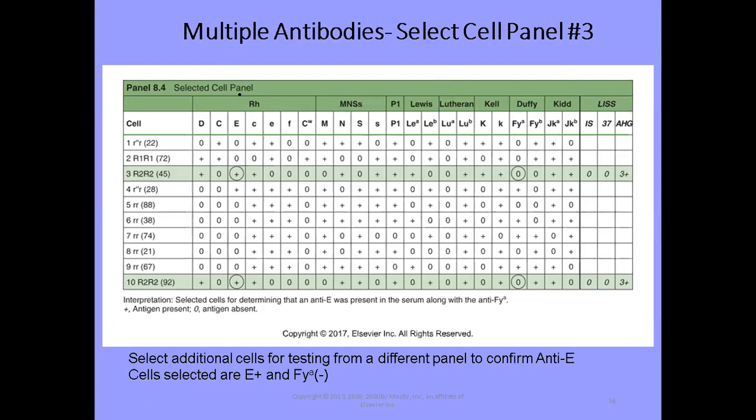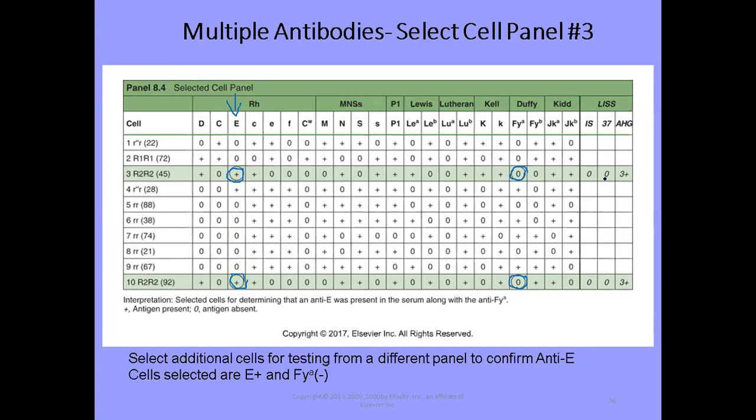Okay, so on this select cell panel, if we want to really prove that this patient has anti-E, an antibody to E, we want to hand pick, and you can see they hand picked 2 cells here, cells that have the E antigen but that lack the Duffy A, okay? And so you can see how they found 2 cells that they could do this testing for, okay?